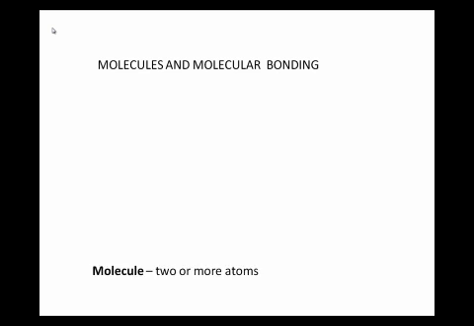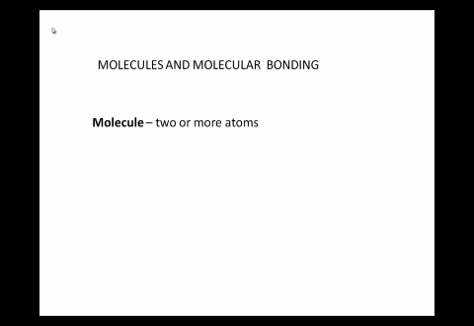Let's begin with some definitions. We will be building some molecules. A molecule is two or more atoms joined by a chemical bond. If that molecule contains two or more different elements, then we would call that a compound.